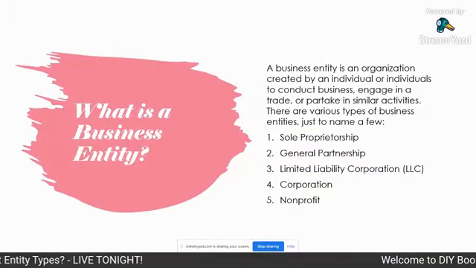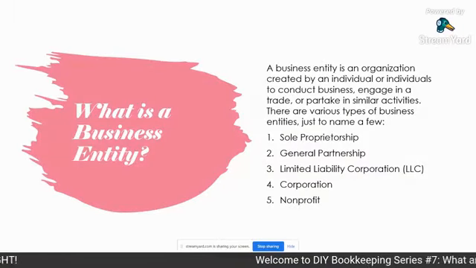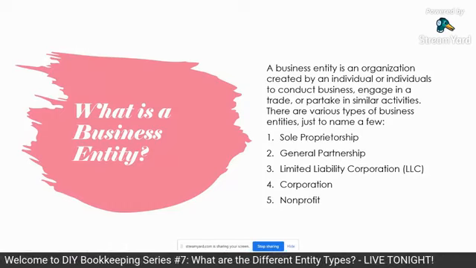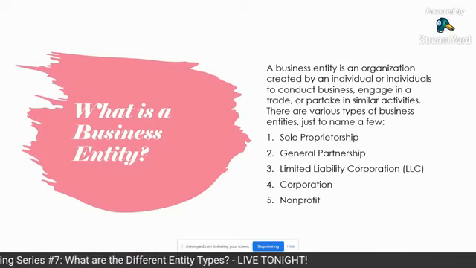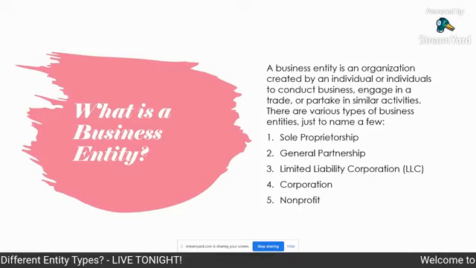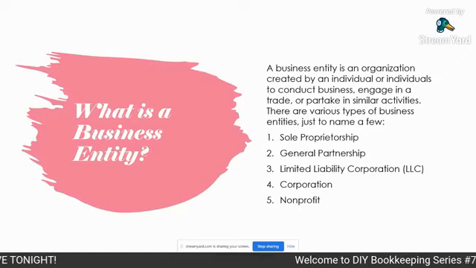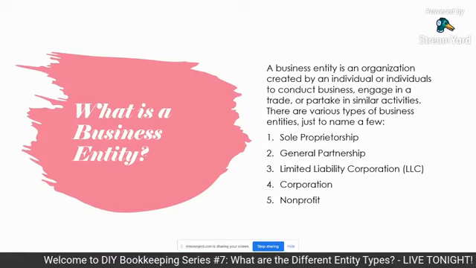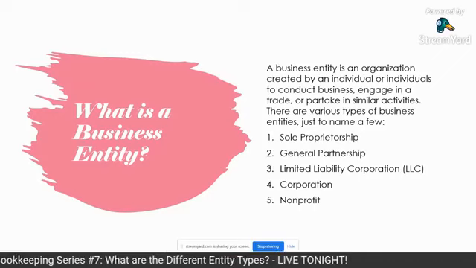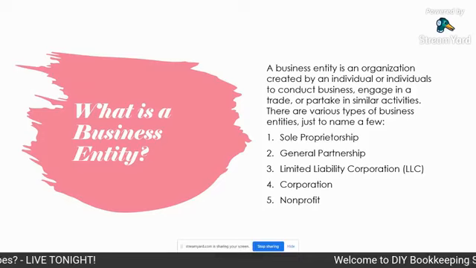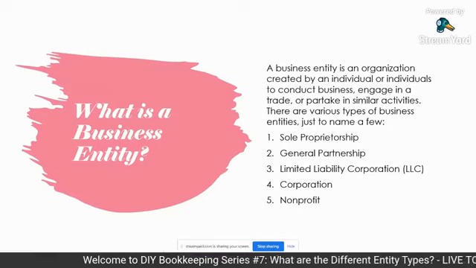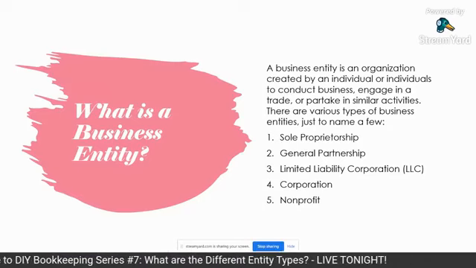Okay, so on to the meat and potatoes. We're going through this quite quickly this time because, like I said, there's a lot of information to go over. So what is a business entity? A business entity is an organization created by an individual or individuals to conduct business, engage in a trade, or partake in similar activities. And these are various types of business entities, and this is just to name a few. This is not all of them. We'll get into what each thing is here in a little bit.